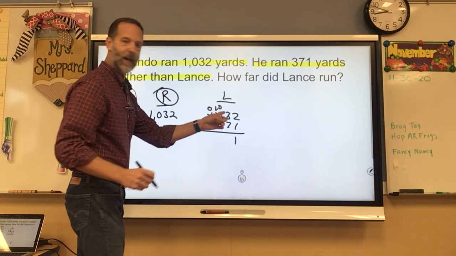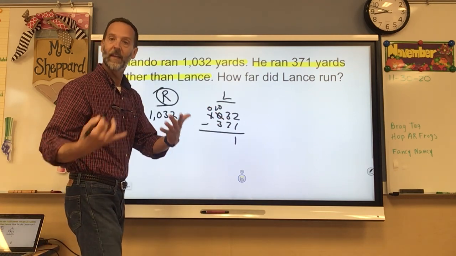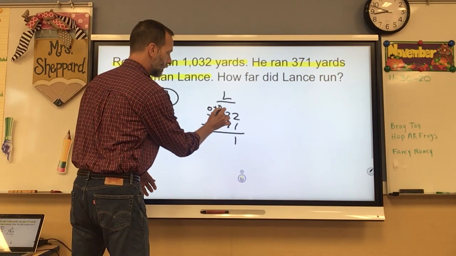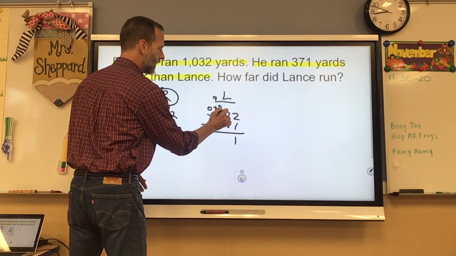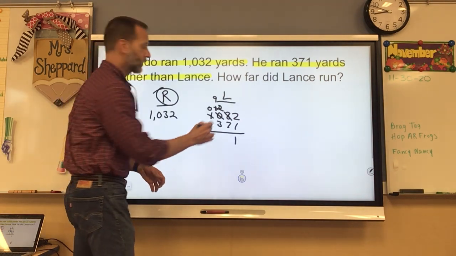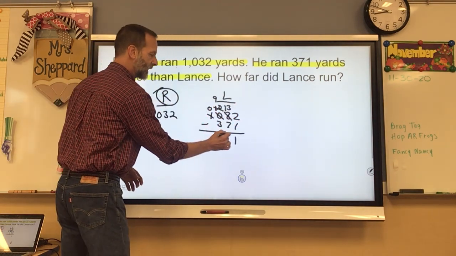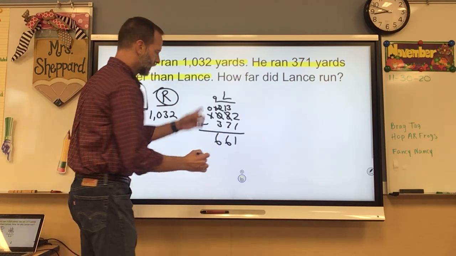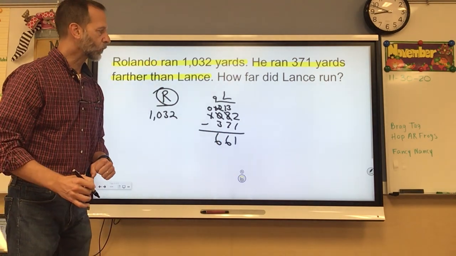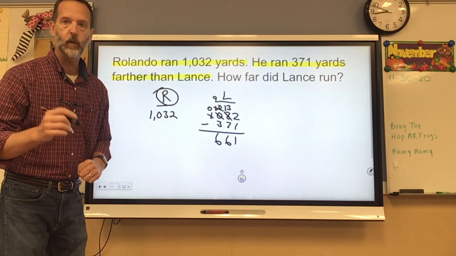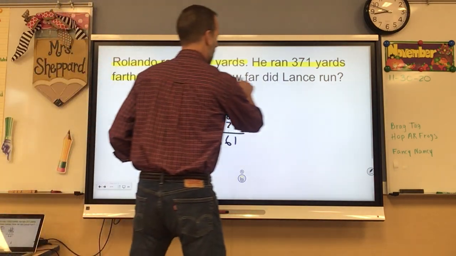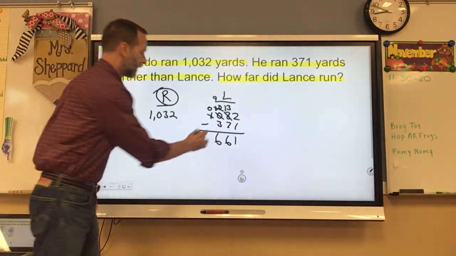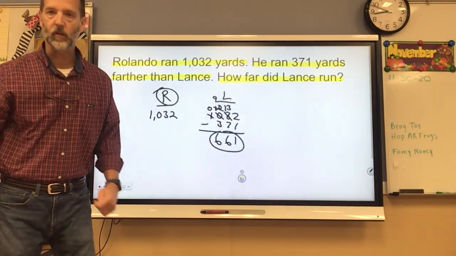Can I subtract yet? I can't. I've got to regroup again. So I'm going to go again. Smaller, larger. 10 becomes 9. 3 becomes 13. 13 minus 7 is 6. 9 minus 3 is 6. 0 comes down. Lance ran 661 yards. Let's look at the question. How far did Lance run? That's what they wanted to know, so that is my answer.